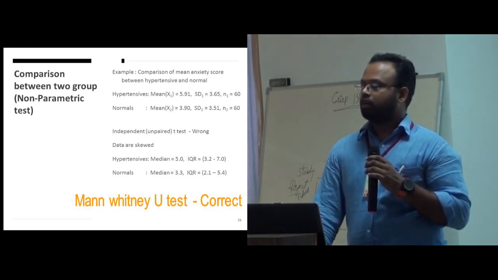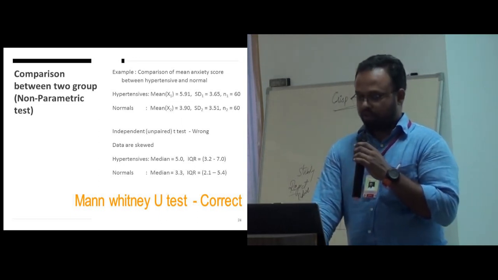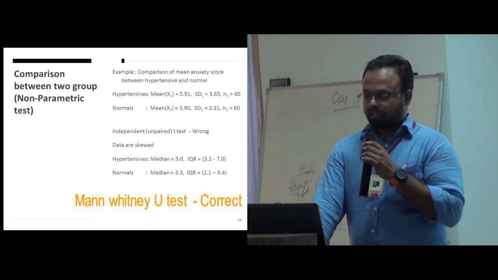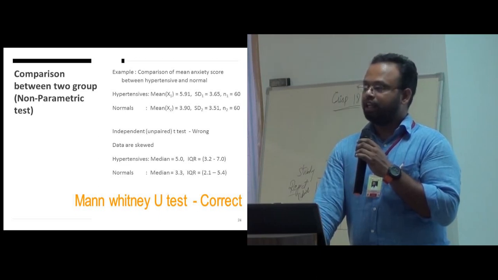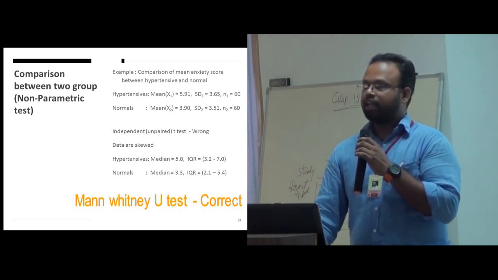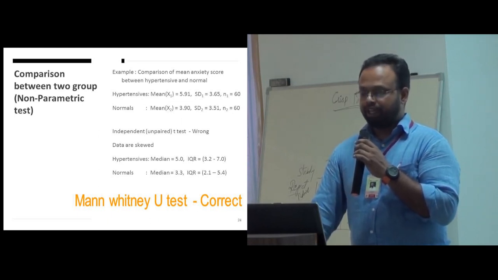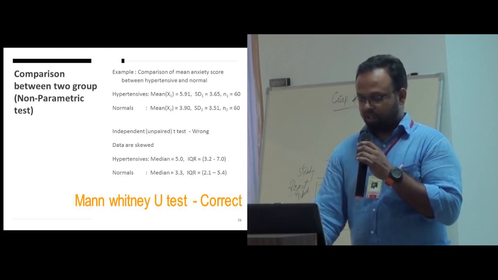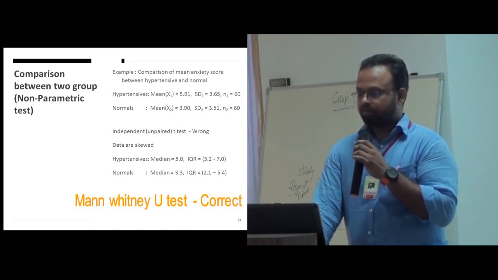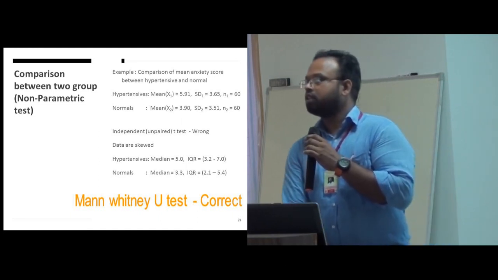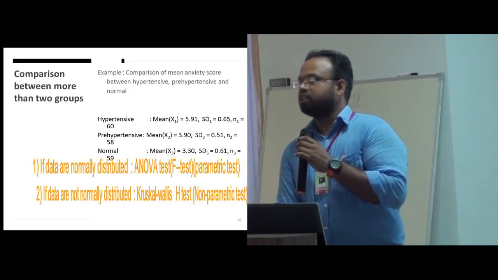Okay, we will go to the answer. If you say independent t-test, here it is wrong, because the data is skewed, as seen from this mean and standard deviation. You have to represent it in median and interquartile range. Since it is skewed data, you have to use the Mann-Whitney U-test. Mann-Whitney U-test is the correct answer.